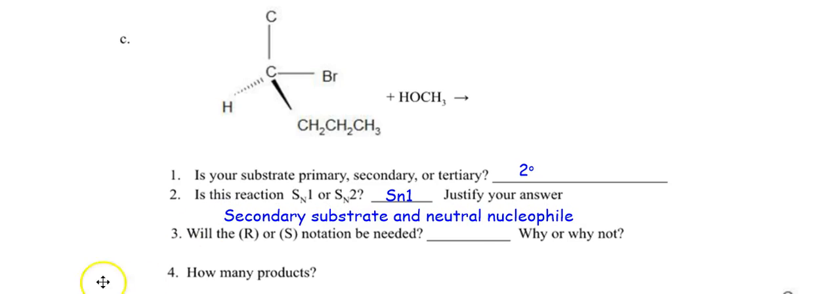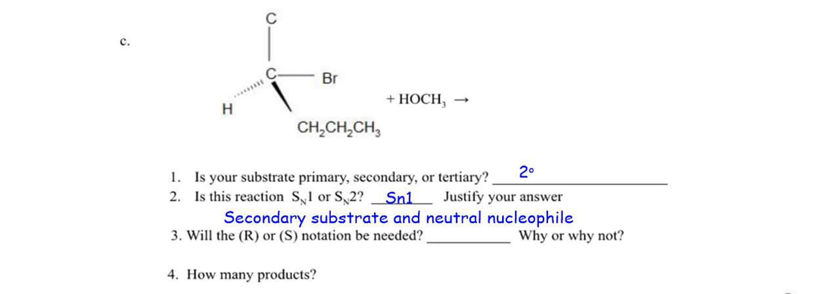All right, so what do you think about R and S? Is R and S notation going to be needed? The answer is yes. Why? Because it is asymmetrical. So here's my carbon. I have a hydrogen, I have a carbon, I have three carbons. So definitely I have an R going. So what's going to happen here? How many organic products will SN1 have if I have to worry about R and S? I need two. Think about what the mechanism for an SN1 is.